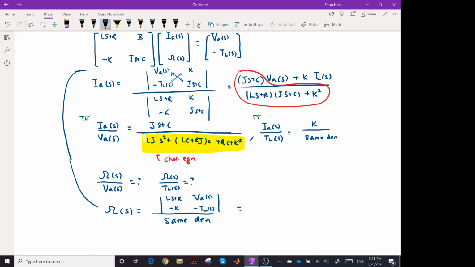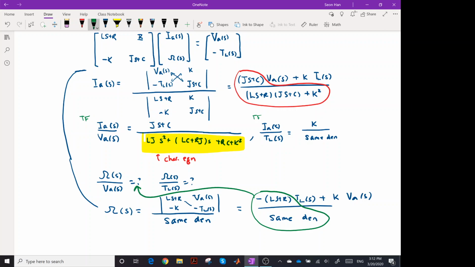Okay, so this will have the exact same denominator, and then if you multiply this one first, you have a minus LS plus R times T load, minus, and then there's a double negative, so plus K times VA sub S. So let's see if we can pick out the transfer function. This will be the transfer function omega divided by VA. The other one, okay, this is a transfer function right here. This is a transfer function omega divided by the load torque.